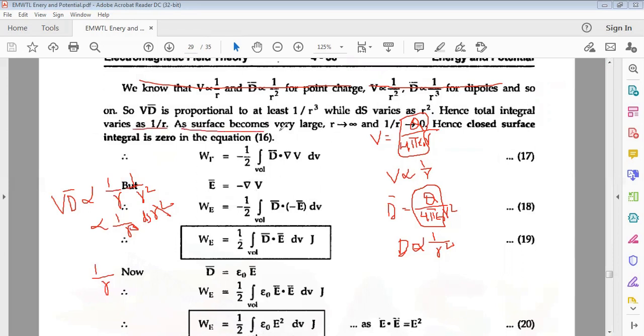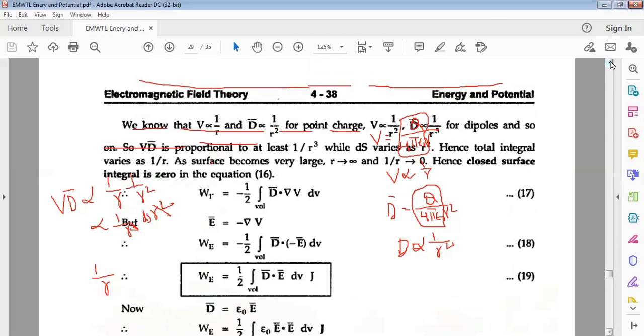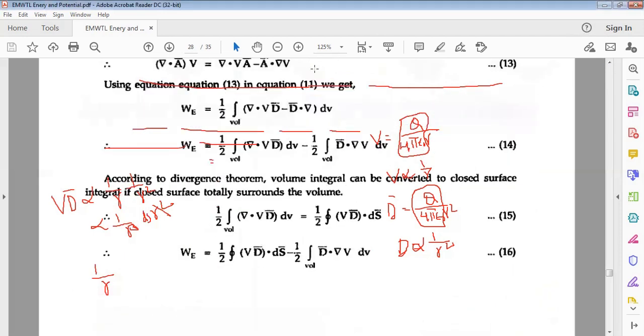As the total integral varies as 1 by R, as the surface becomes very large, R tends to infinity and 1 by R tends to 0. And the closed surface integral is 0 in the equation. The first term of the W E integral becomes the 0 value. And the second term is there.